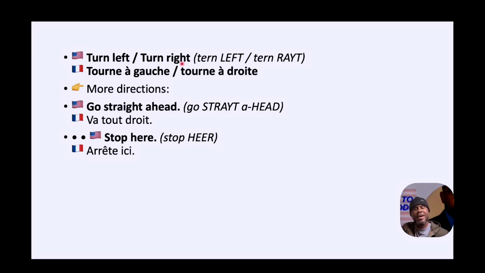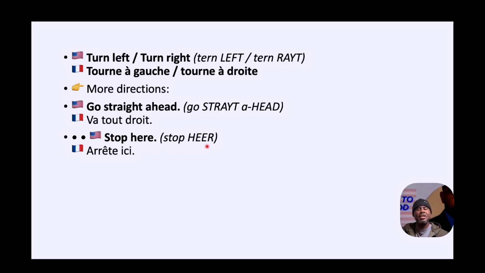Turn right, tourne à droite. Turn left, tourne à gauche. Turn right, tourne à droite. Left, c'est gauche. Right, c'est droite. Go straight ahead. Va tout droit. Stop here.